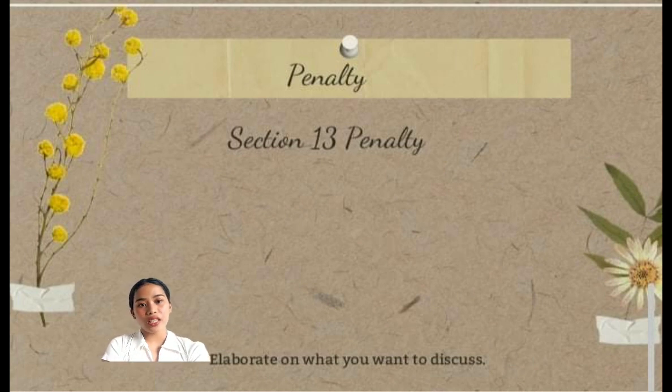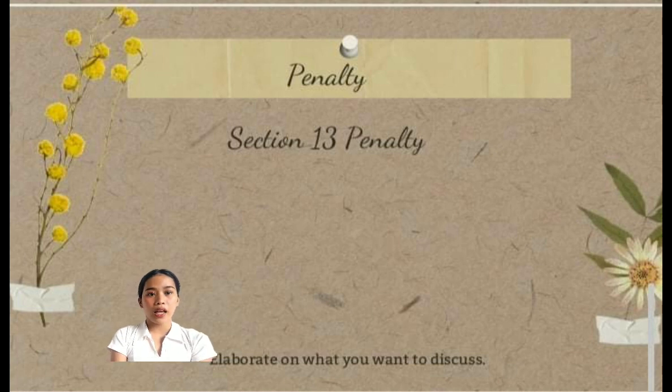Penalty. Section 13. Penalty. Any person who shall willfully violate any provision of this act or who shall in any manner commit any act to defeat any provision of this act shall, upon conviction, be punished by a fine of not less than 25,000 pesos but not more than 50,000 pesos, and suffer imprisonment of not less than 6 months but not more than 2 years.